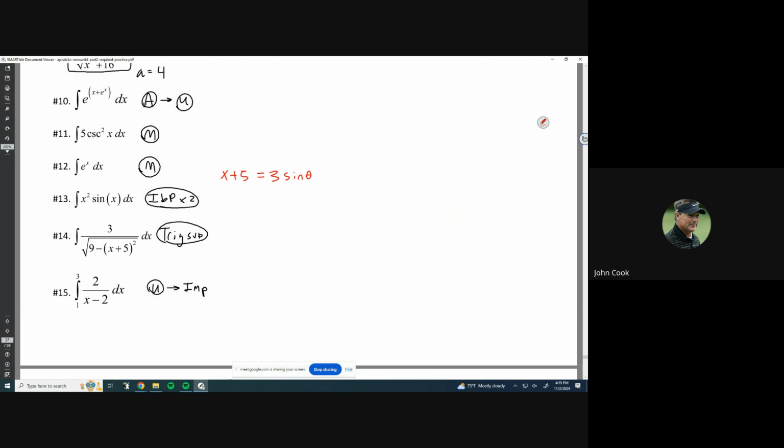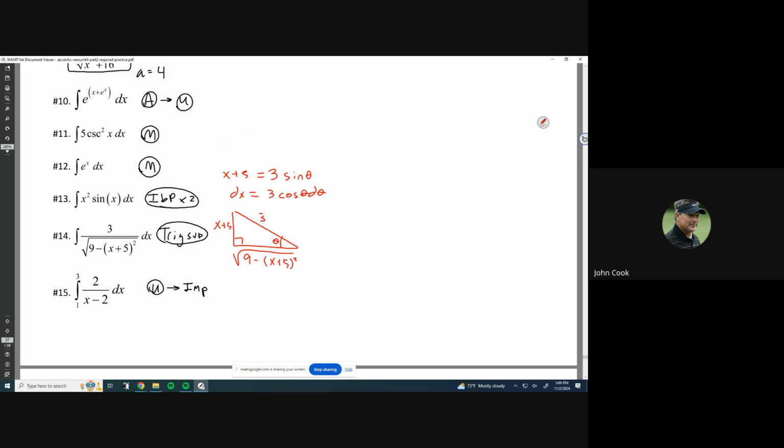And then I get the derivative from this. So dx is going to be equal to 3 cosine of theta d theta. And I get my little triangle as well. I can make that. So let's see here. If I take x plus 5 and divide both sides by 3, so x plus 5 over 3 is going to be equal to sine. So if this is my angle, my opposite side is x plus 5. My hypotenuse is 3 because that's what the sine ratio is, opposite over hypotenuse. And then the missing side is going to be the square root of 9 minus the quantity x plus 5 squared. Okay, so there we go. That's what I needed. I got my triangle. I got my substitutions. And now I can just go ahead and work through the problem.